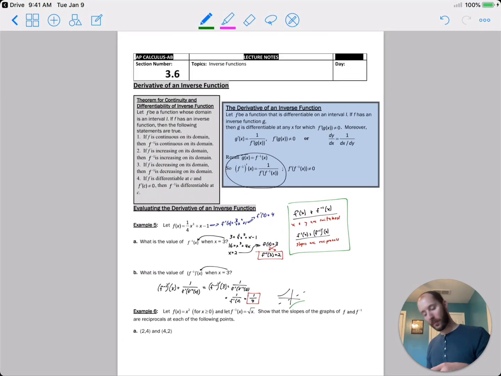Take a look at example 6. Check your work with the notes online.